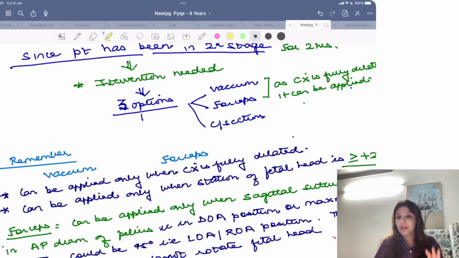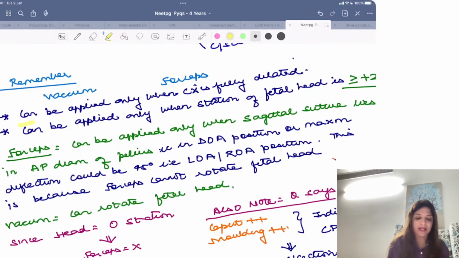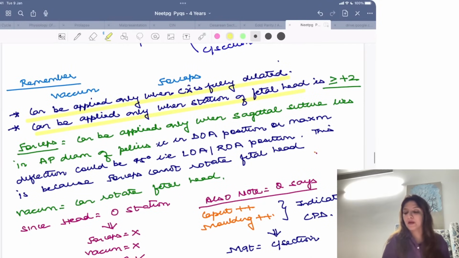Understand a few basic things about vacuum and forceps. Vacuum and forceps, number one, can be applied only when the cervix is fully dilated, although vacuum can be applied when the cervix is 6 centimeters or more dilated. But we prefer to apply vacuum only when the cervix is fully dilated. Number two, vacuum and forceps can be applied only when the head of the baby is at or below +2 station. So either the head of the fetus is at +2 station or below it. Then only you can apply vacuum or forceps.